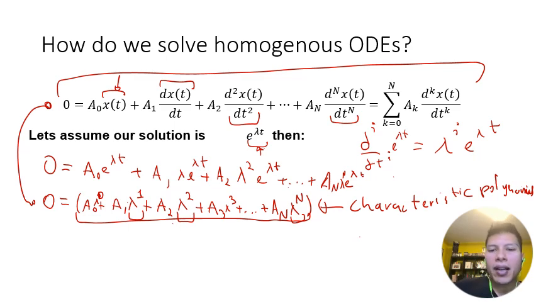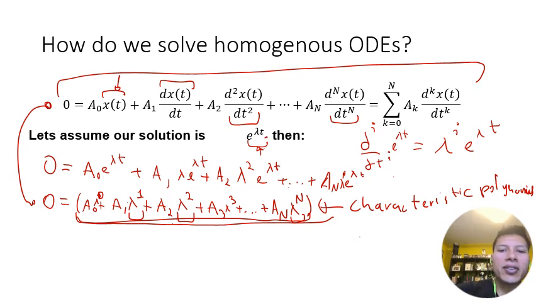Okay, so what's so important about this? Well, if we find the roots of this polynomial, or we solve this characteristic equation, that will give us the values of lambda that will lead to solutions to this differential equation.